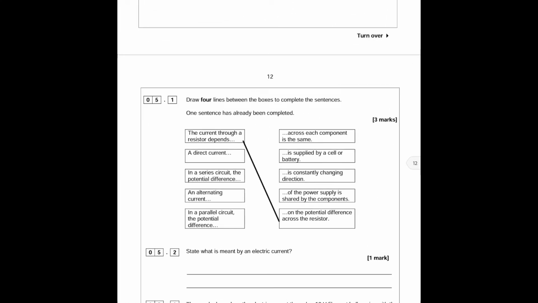Now draw 4 lines between the boxes to complete the sentences. One sentence has already been completed. Current through a resistor depends on the potential difference across the resistor. A direct current, remember, is a current that is supplied by the battery. In a series circuit, the current is always the same, while the potential difference is shared. And alternating current is something that's constantly changing direction. And in a parallel circuit, the potential difference across each component is the same, whereas the current is shared.